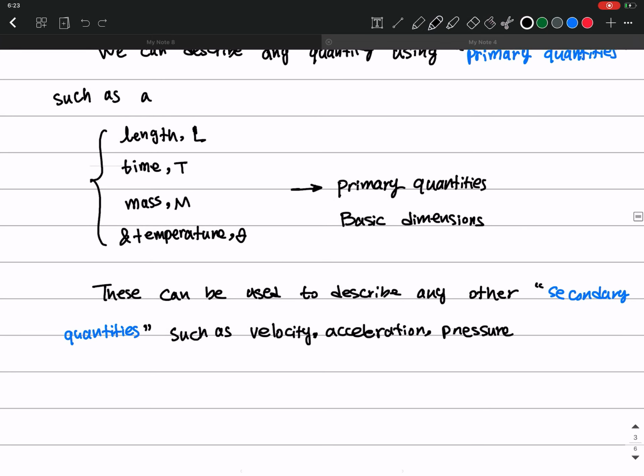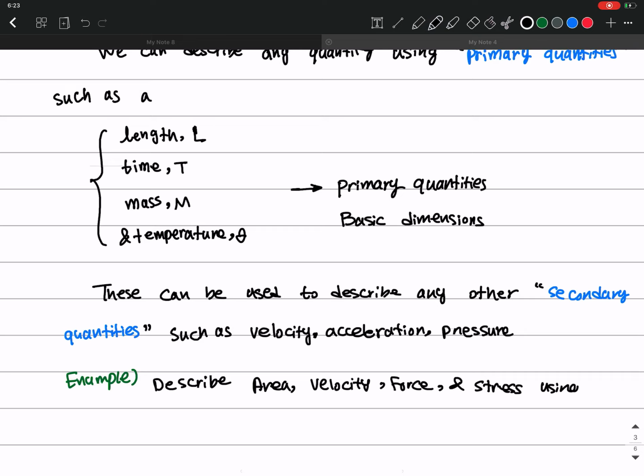So, let me show you an example. Example: describe area, velocity, force, and stress using primary quantities.